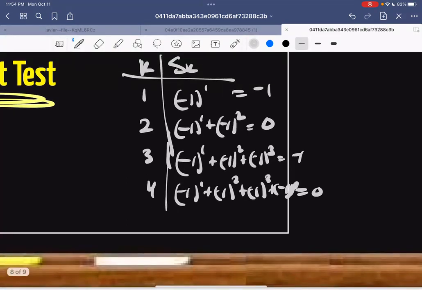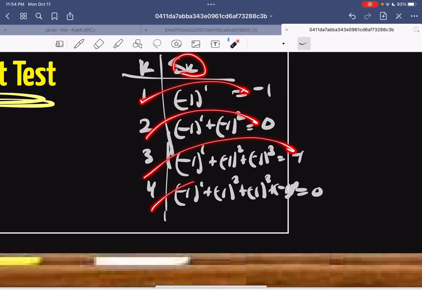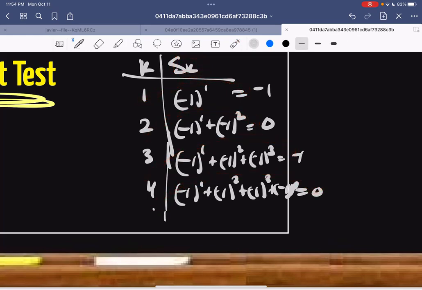So in fact, you can figure out the pattern. What is Sk equal to? For 1, it's equal to negative 1. For 2, it's equal to 0. For 3, it's equal to negative 1. For 4, it's equal to 0. So you can play this game all day long. For 5, it would be negative 1. For 6, it would be 0, etc., etc.